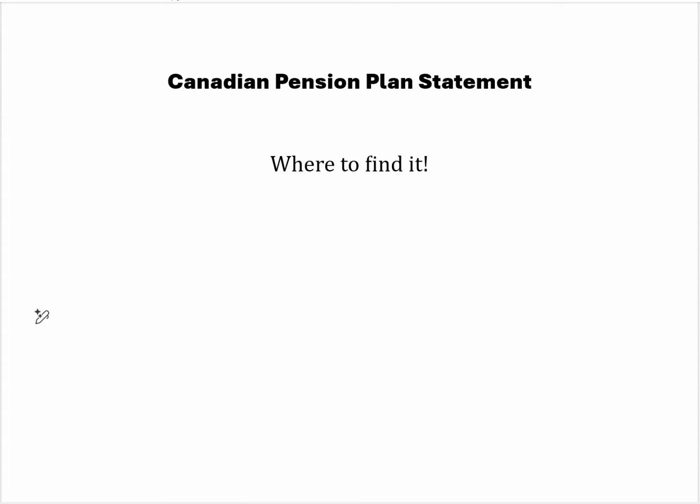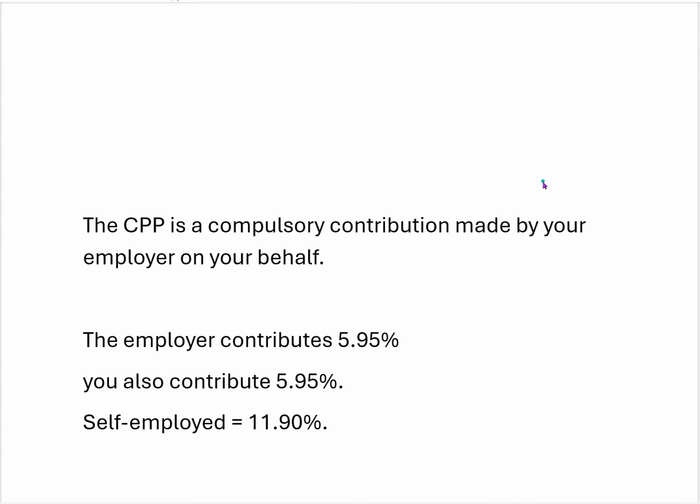to provide a type of income benefit for retired workers over the age of 60, also providing benefits for disabled and surviving spouses. The CPP is a compulsory contribution made by your employer on your behalf. The employer contributes 5.95% of your salary to your CPP, and you also contribute 5.95% of your gross salary. Should you be self-employed, you have to contribute the employee portion and the employer's portion, which equals 11.9%.